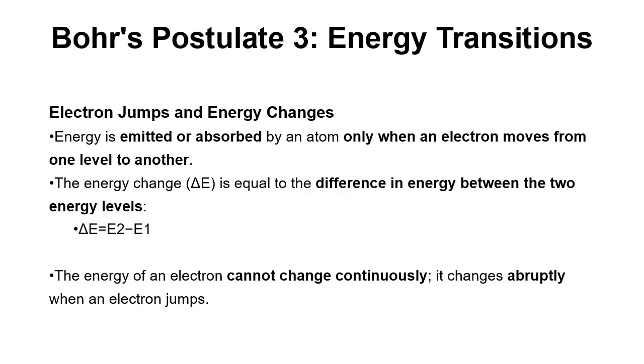Postulate number 3, energy transitions. An electron jumps from one energy level to another energy level. This constitutes a transition. Energy is emitted or absorbed by an atom only when an electron moves from one level to another level. The energy change delta E is equal to the difference in energy between the two energy levels, that is, delta E is equal to E2 minus E1. The energy of an electron cannot change continuously. It changes abruptly when an electron jumps.